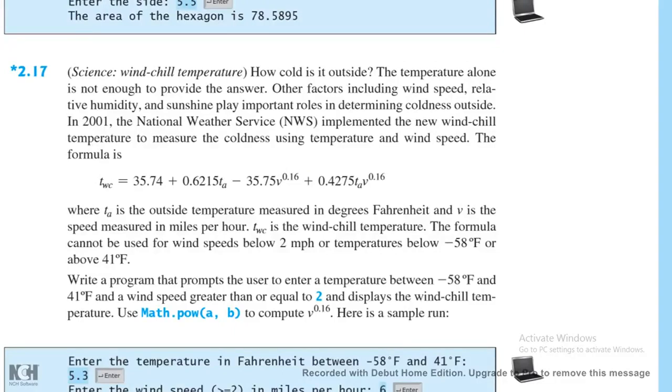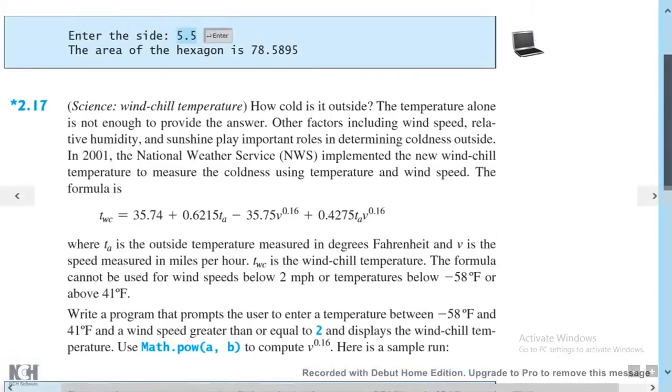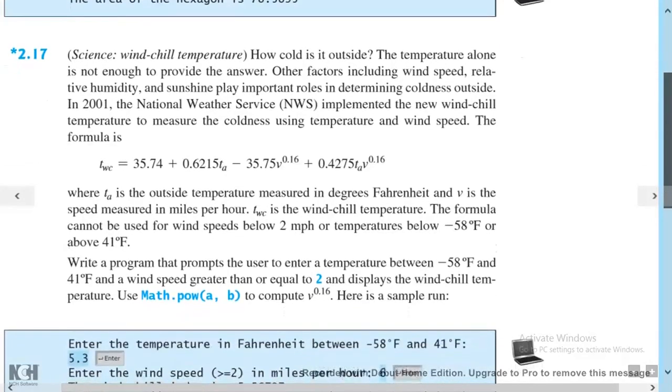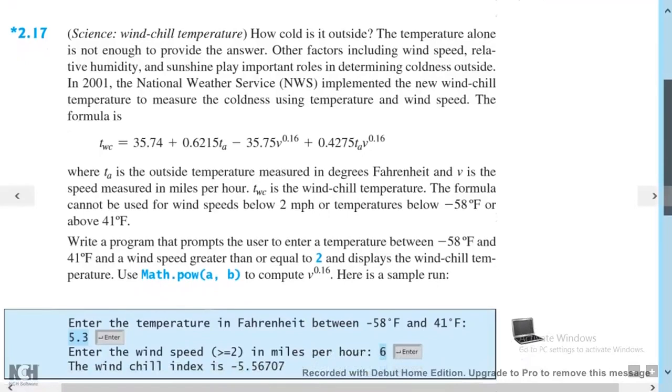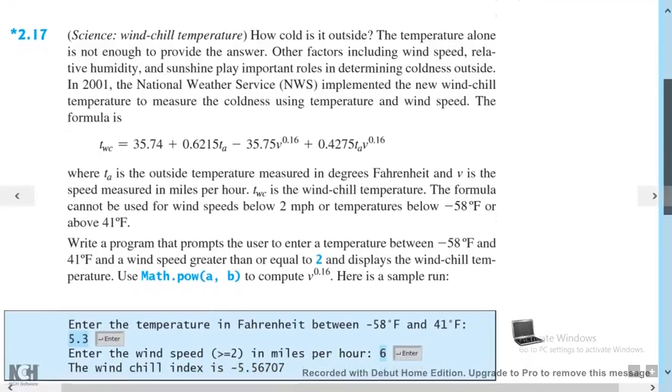In 2001, the National Weather Service implemented the new wind chill temperature to measure the coldness using temperature and wind speed. So the formula is this thing we're given here, where TA is the outside temperature measured in degrees Fahrenheit, and V is the wind speed measured in miles per hour, and TWC is the wind chill temperature.